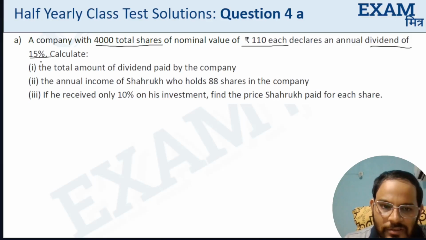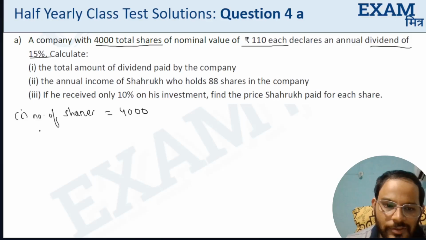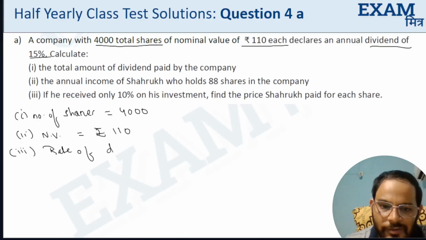So from this line, what are the information that we can gather? First of all, the number of shares. What are the number of shares? They are 4,000. Okay. Again, what is the nominal value of each share? And that is 110. And thirdly, we have the rate of dividend, or you can say dividend percent. I say it as D%, and that is 15%.